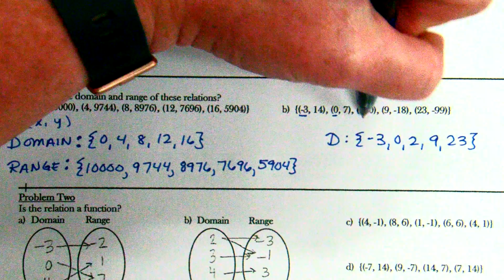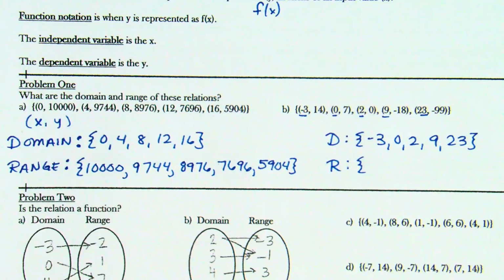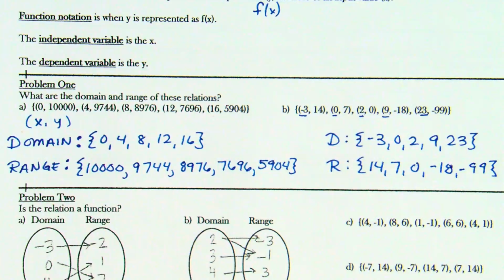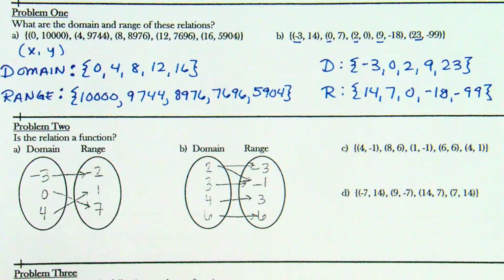What about the range value? 14, 7, 0, -18, -9. Okay. All the y values, right? Okay. Nothing tricky there. You're all good? Okay, so we've covered domain and range here.